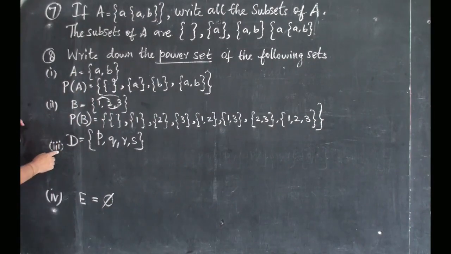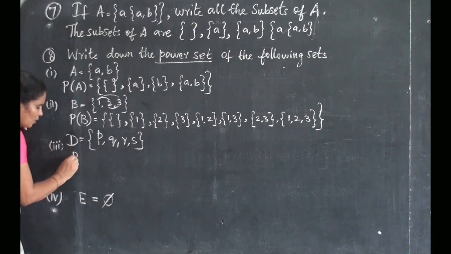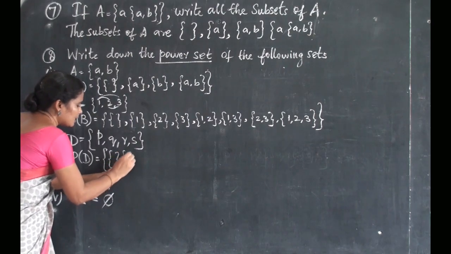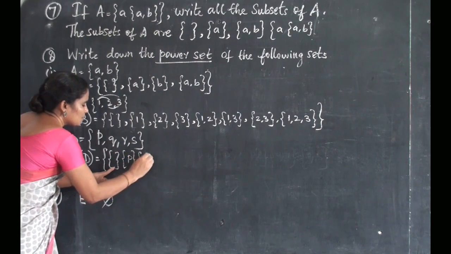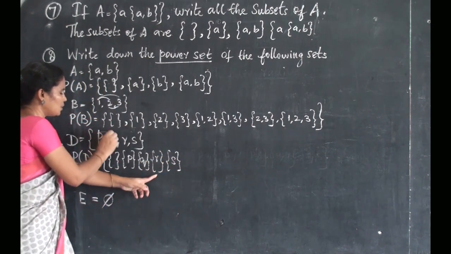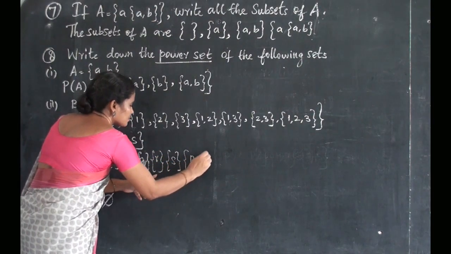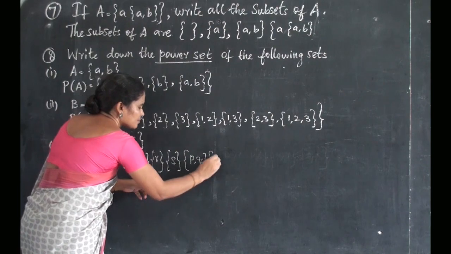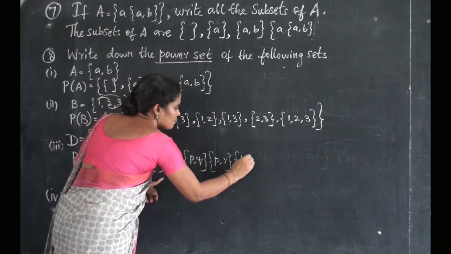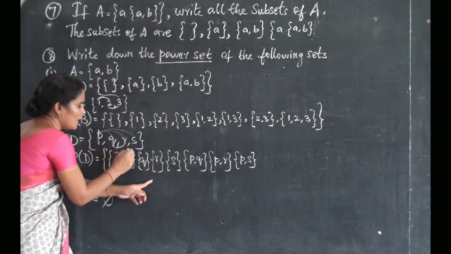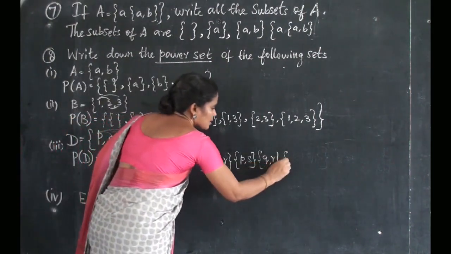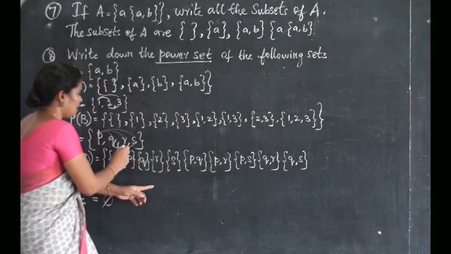Okay. Question number 3. D is equal to {P, Q, R, S}. P of D is equal to: write the null set, then take all the single elements first: P, Q, R, S. Then write two elements: PQ, PR, PS, take QR, QS, and then RS.